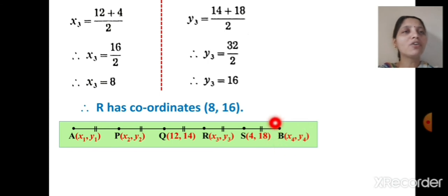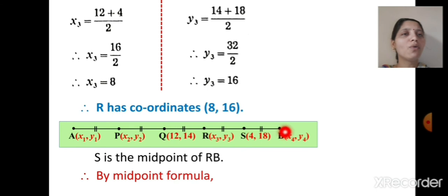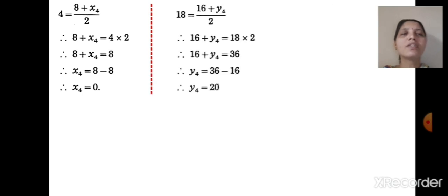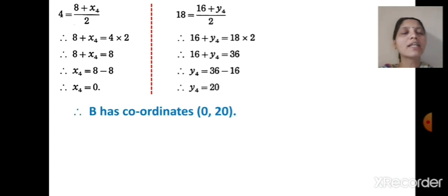Now we have to find the coordinates of point B. Now how can you find out the coordinates of point B? Point S is the midpoint of segment RB. So we know the coordinates of point R now, and coordinates of point S. We can find the coordinates of point B. So by midpoint formula, substitute the values. You will get x4 is equal to 0 and y4 is equal to 20. Therefore, point B has coordinates 0, 20.